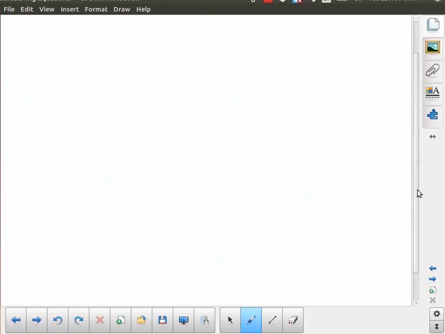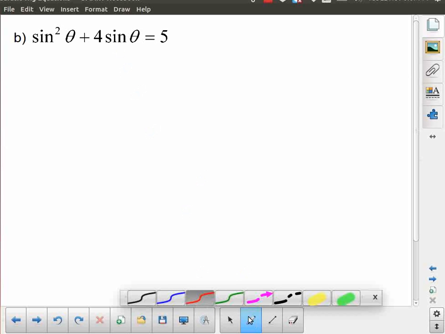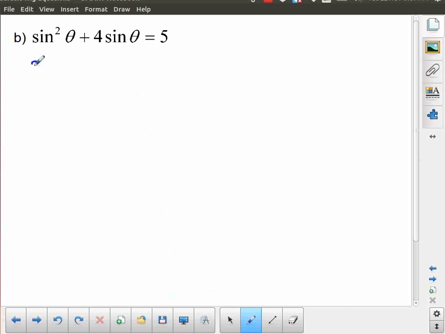Let's go on to our next example. Sine squared theta plus 4 sine theta is equal to 5. The only ratio I have here is sine theta, and so I don't have to do any manipulations to change the ratio, at least I don't think I do, because I've only got one. Now, first of all, let's go ahead and rearrange this for 0. So sine squared theta plus 4 sine theta minus 5 equals 0.